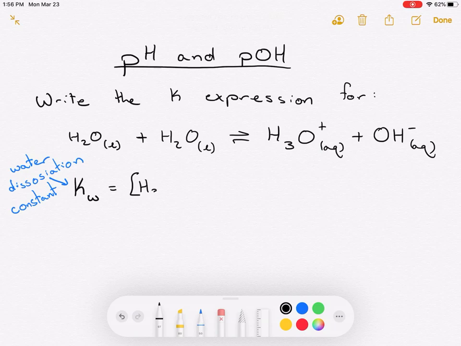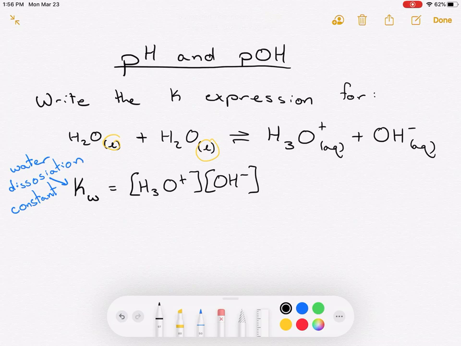Okay, we take the products, those go up top. It's the concentration of H3O plus times the concentration of OH minus. On the bottom would be the reactants. However, the reactants are liquids. Remember, we don't use those in our equilibrium expressions. So this is our equation.